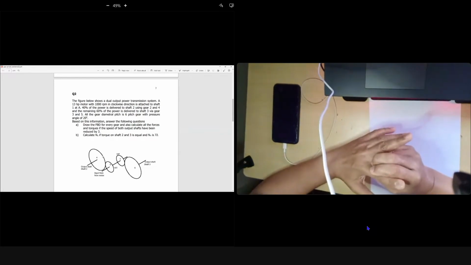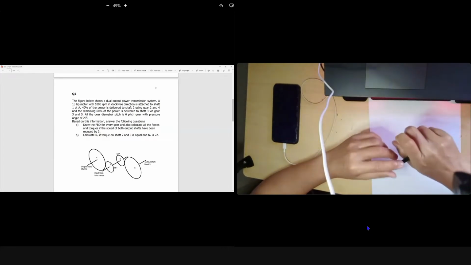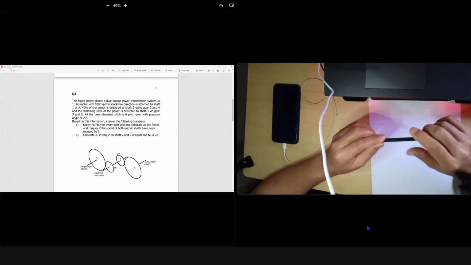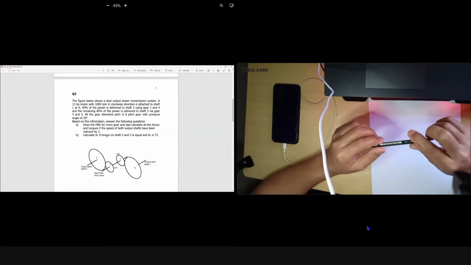Alright, so this kind of question, 60%. Now, draw the free body diagram or calculate all the forces. This is what we have not discussed yet. So how do we solve? Draw the free body of the gear and calculate all forces and torque, with the speed of both output shafts reduced by 3. So the output shaft is reduced by 3. Input is 100 RPM.